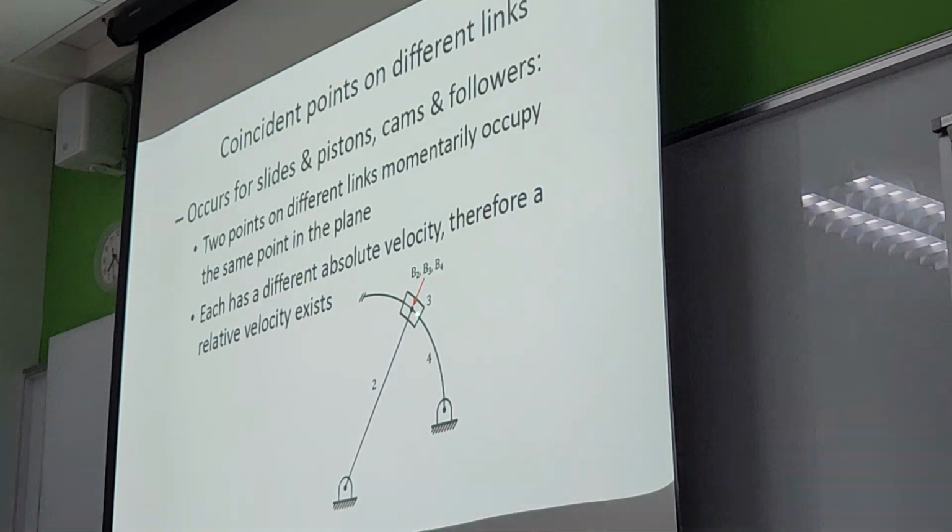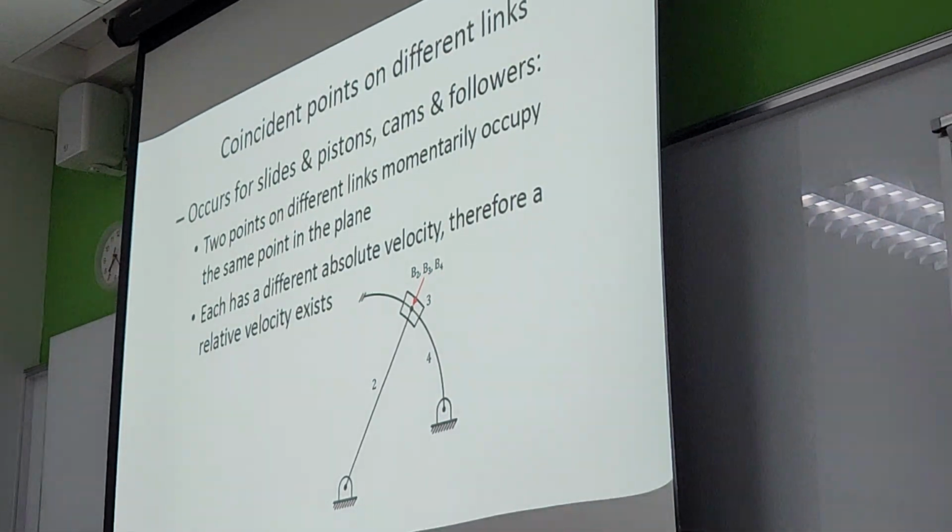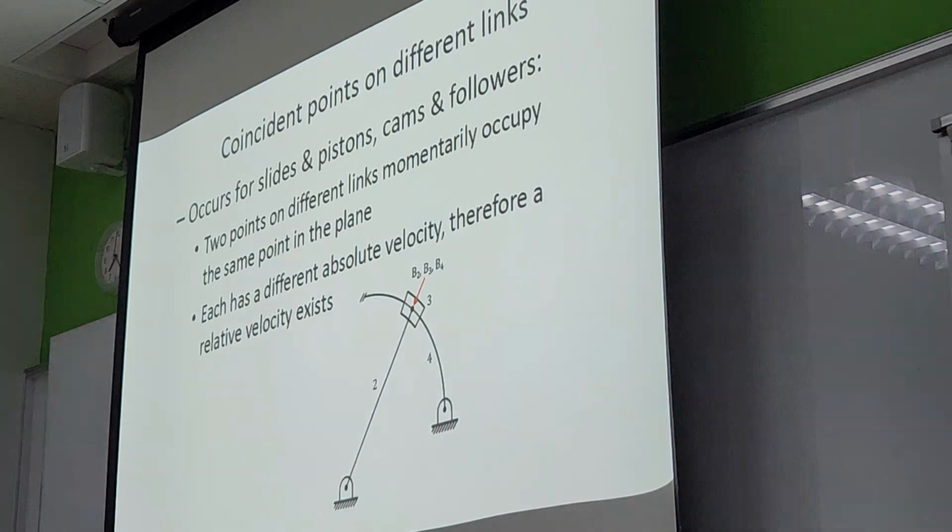So that means link 3 is now common to link 2 and link 4. And each has a different absolute velocity and therefore relative velocities do exist. In such cases, link 3 is common to both link 2 and link 4, and link 3 has its own velocity. Therefore there will be a relative velocity between link 2 and link 3 and also link 3 and link 4.